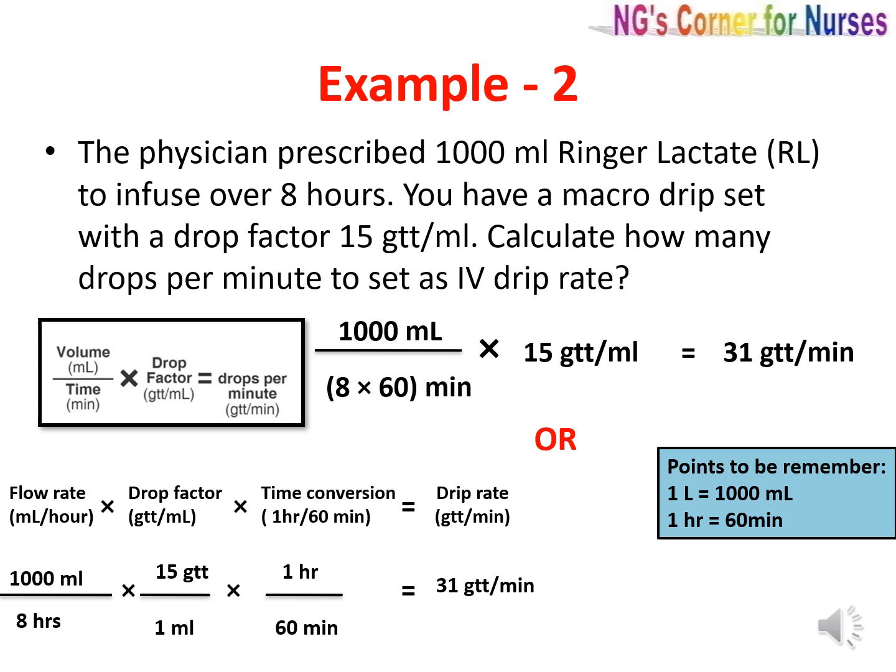And if we use the second formula, first we need the flow rate, that is the volume divided by time. The volume is 1000 ml and the time is 8 hours. Then the drop factor, that is 15 GTT per ml, and then the time conversion, that is 1 hour divided by 60 minutes. By calculating this, we get the drip rate, that is 31 GTT per minute or drops per minute.